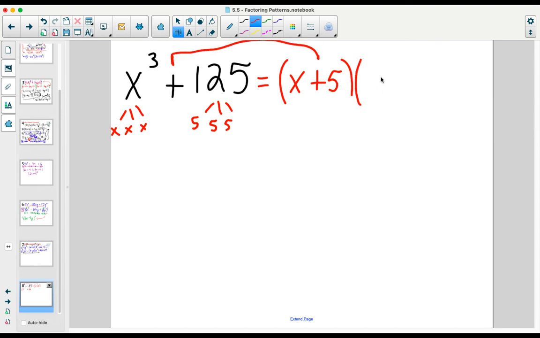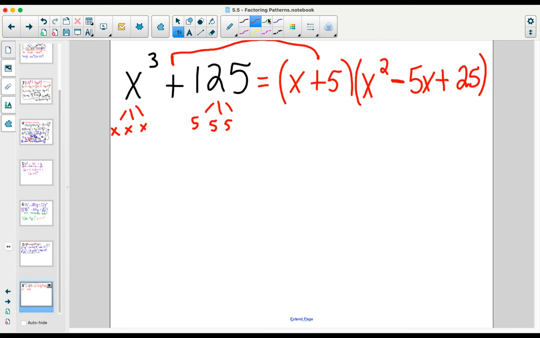And then inside the second parentheses, we're going to square the first term. We're going to multiply the two terms together. We're going to square the last term. This is always going to be a positive, and our minus is going to come right there.